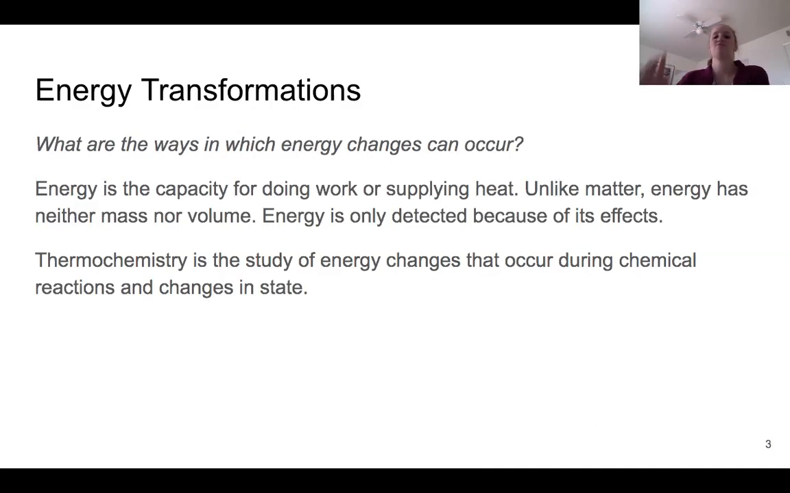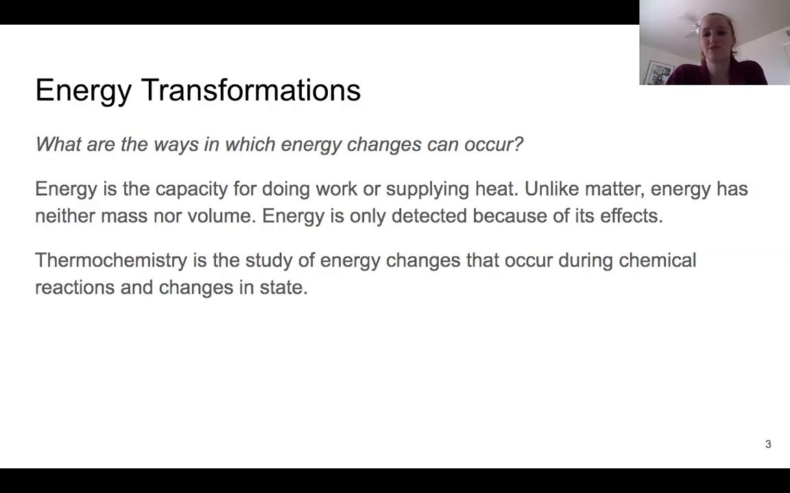The crazy thing about energy is that it does not have mass or volume. You can't weigh it in any way. You can't place it into a cylinder and measure how many milliliters it is. The only way that we can measure energy is because of its effect, for example, temperature change. The reason it's hot outside is because we are detecting the energy from the sun. We can't measure it in any other way. We can only measure its effects, like temperature.